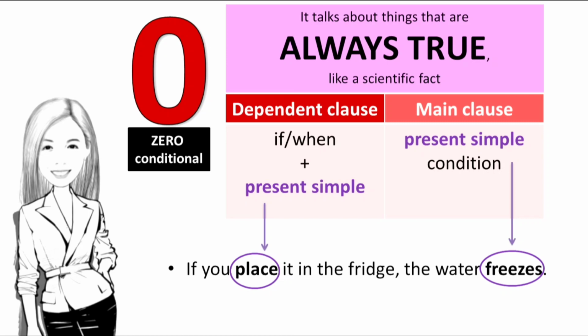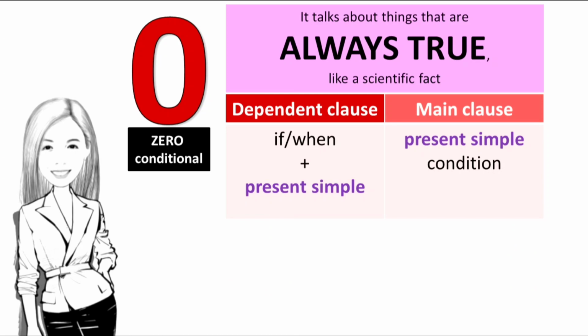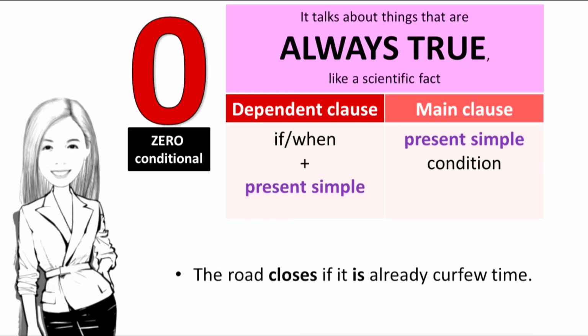And this is in zero conditional because it is always true that if you place it in the fridge, the water freezes. Next example. The road closes if it is already curfew time. Closes is in present simple and is in present simple too. Because this sentence is in zero conditional, since it really happens that when it's already curfew time, the road closes.